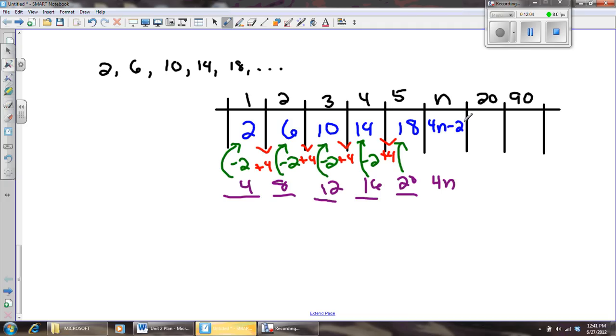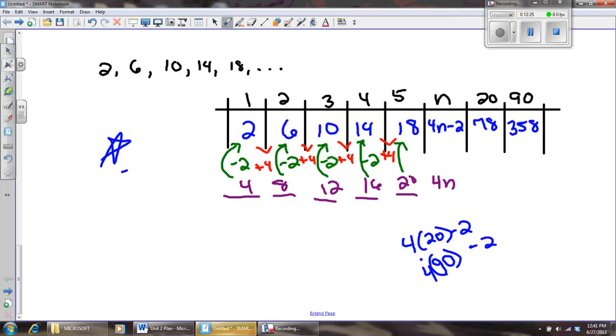Now, the 20th term, I'm going to do 4 times 20 minus 2, which I think will be 78. The 90th term, I'll do 4 times 90 minus 2, 360, be 358. And there we go. I am done. Give myself a great big blue star.